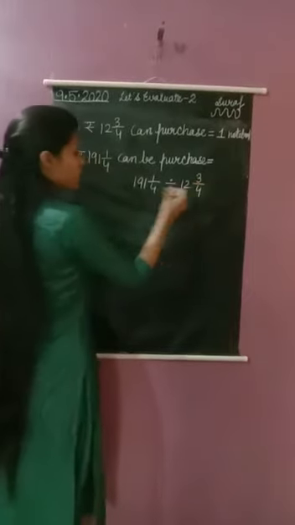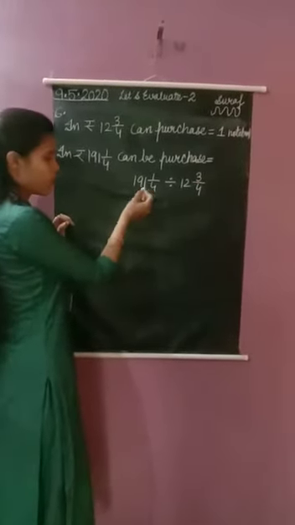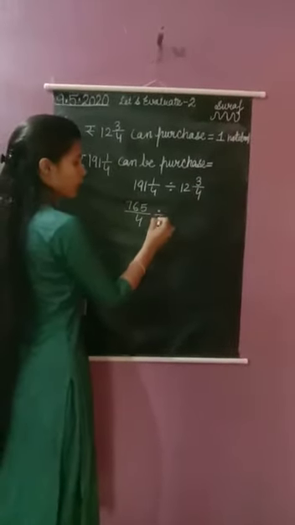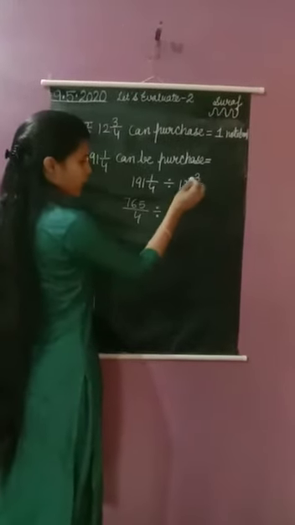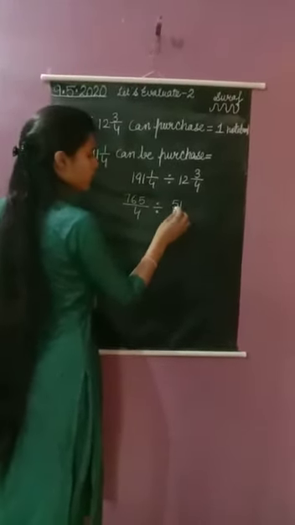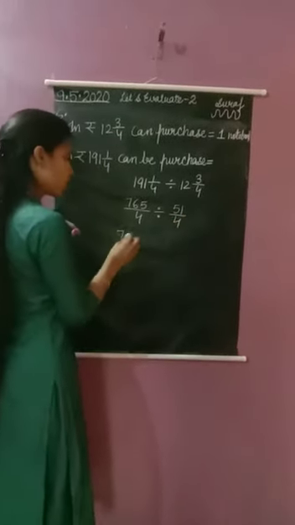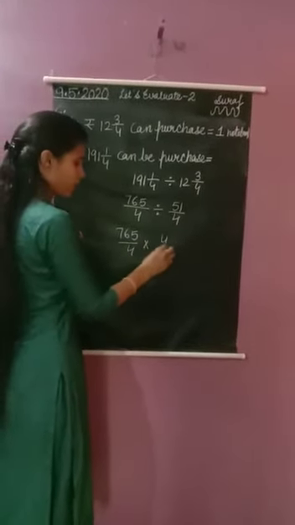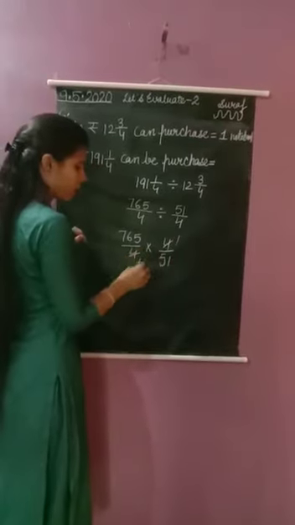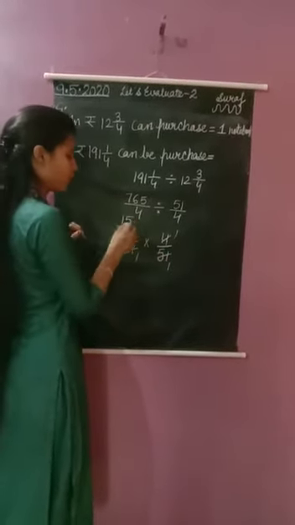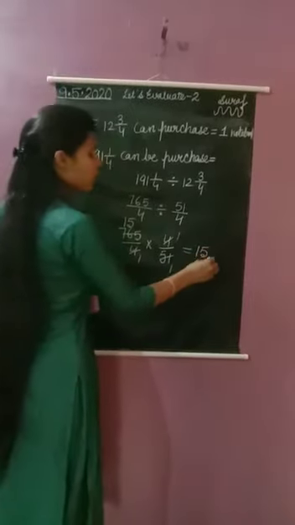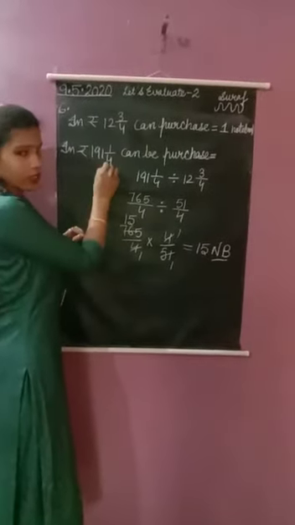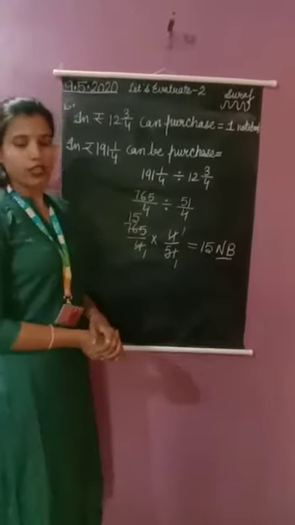this, and firstly we convert into improper fractions, and this is your 765/4 and this is your 51/4. Now the divide sign converts into multiply and the reciprocal of it. 4 cancels by 4, and this is completely divisible, giving 15. How many notebooks can we purchase? 15 notebooks in 191 1/4 rupees. We can purchase 15 notebooks in this many rupees.